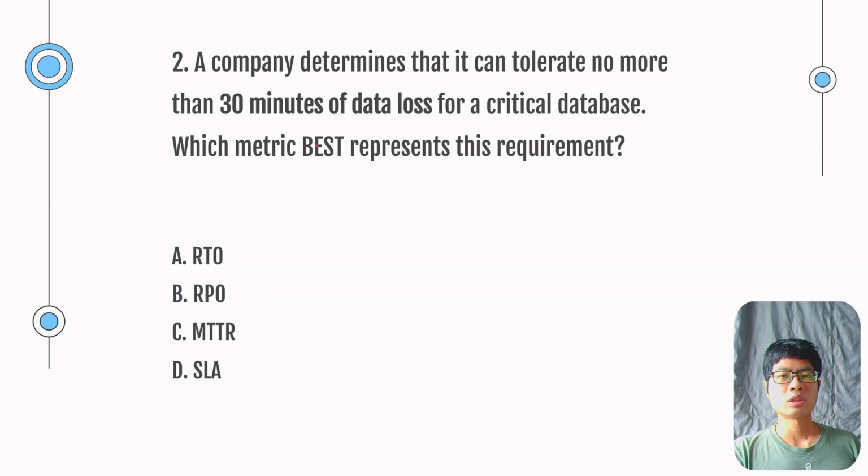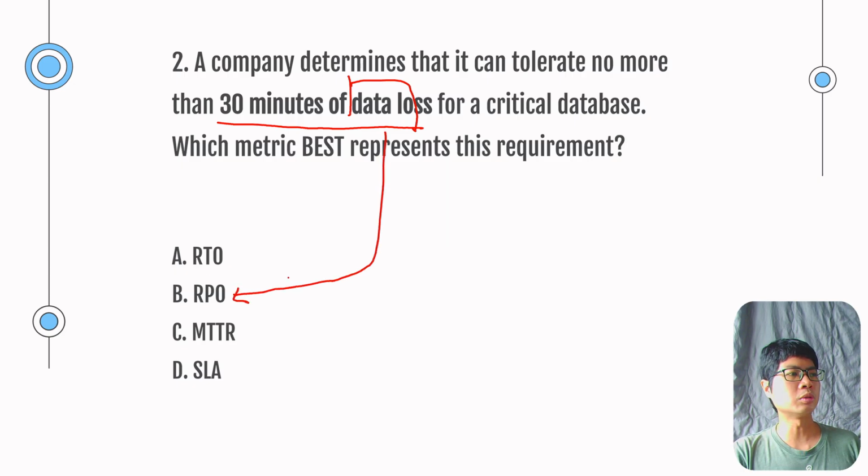Okay, moving on. Question 2. A company determines that it can tolerate no more than 30 minutes of data loss for a critical database. What metric best represents this requirement? So the keyword here is 30 minutes of data loss. And when we are looking at data loss, we often look into RPO.